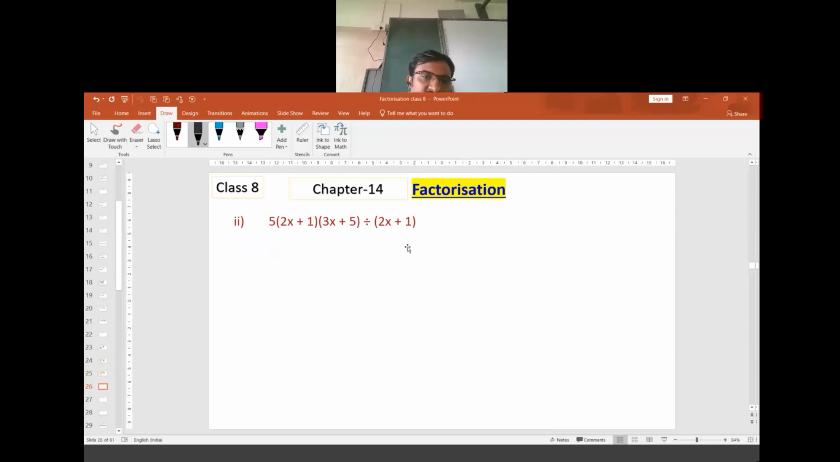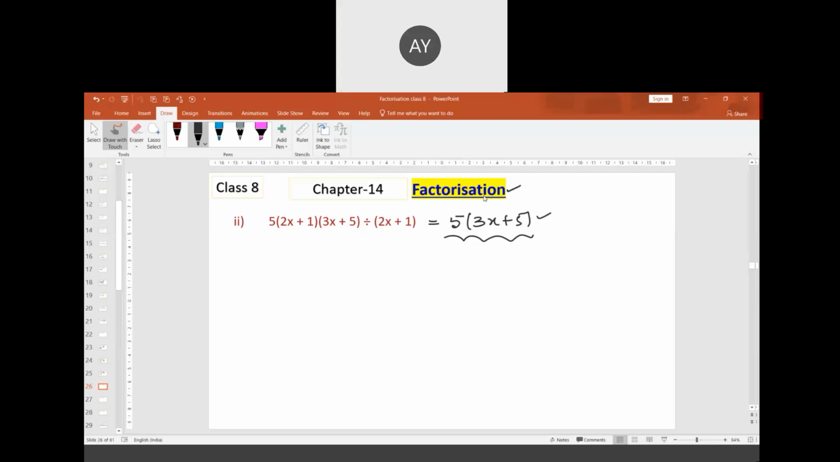Look at this. The answer is right in front of you. What is the answer? 2x plus 1 will get cancelled. 2x and 2x will be cancelled. 15x plus 25. Answer is this. Since it is a question related to factorization, 2x plus 1 cancels. So I am not multiplying that. I am writing it separately so that you will understand that this is one of the factors, this is another factor. Clear? So that is easy.